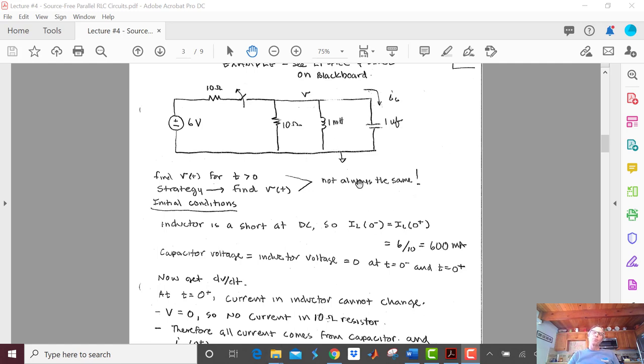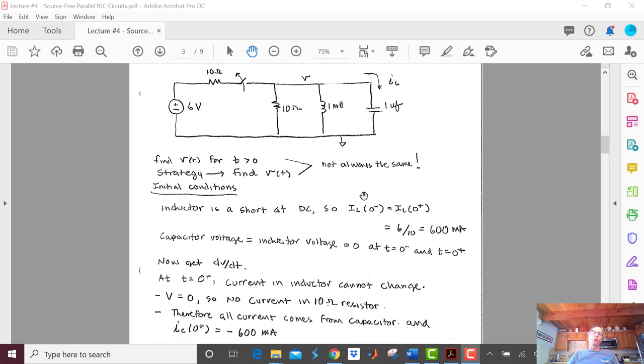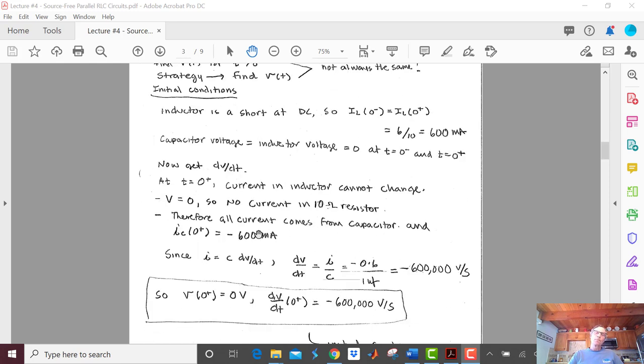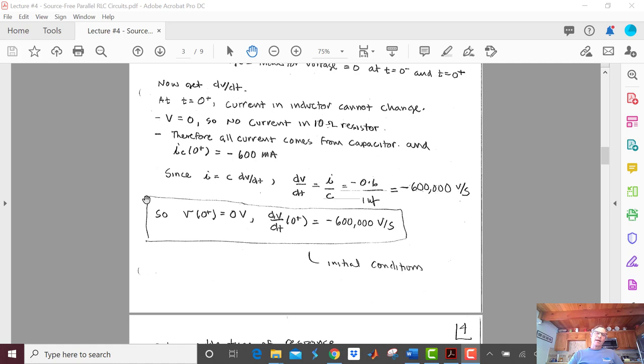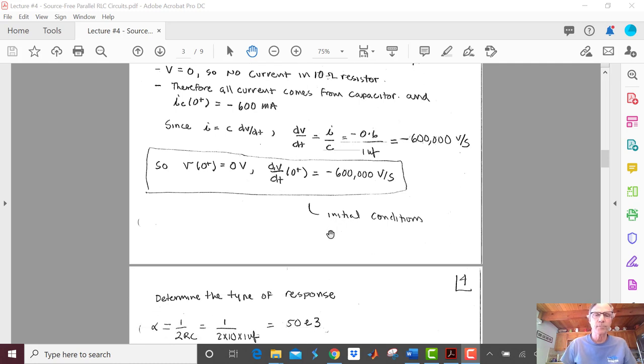So remember I said we had to do two things, not in any particular order. One of them is we had to get our initial condition stuff, which we just did. The other is we have to get the form of the response. And remember, that comes from the characteristic equation, but we have some pretty nice toadstools of alpha and omega naught that are going to help us do that quickly. So before I move on, I'm going to put a little box around my two initial conditions because I'm going to need those later.